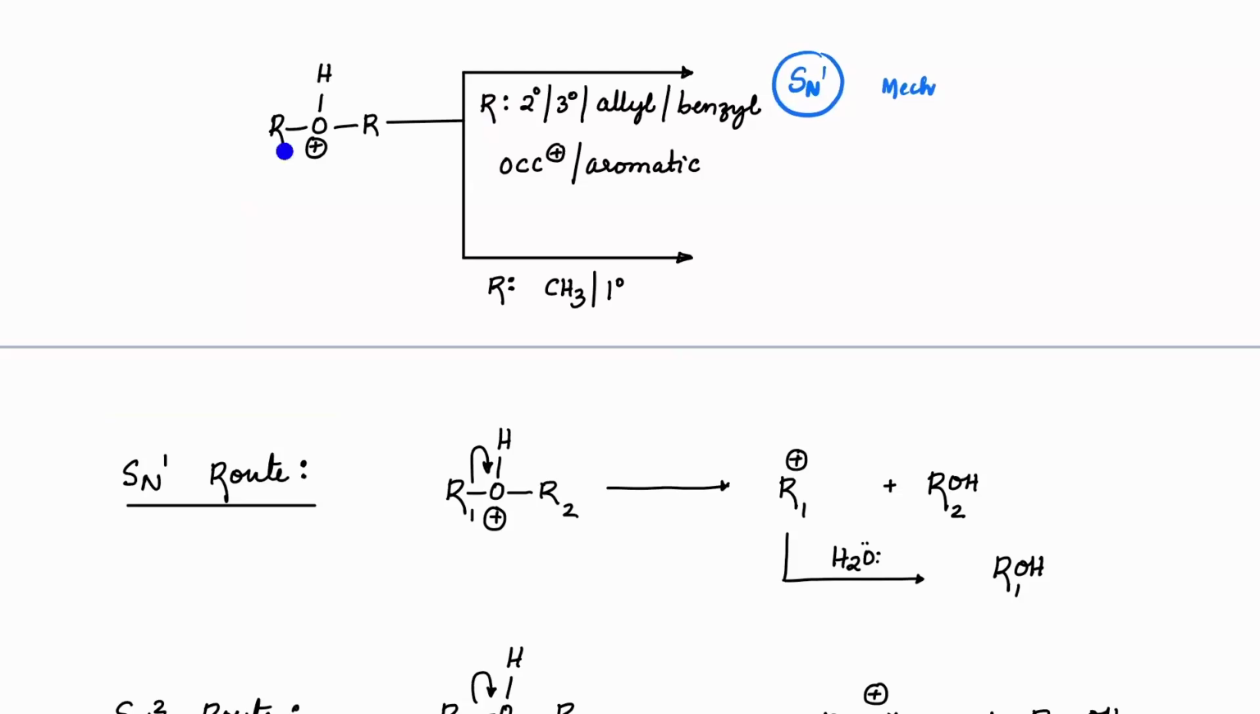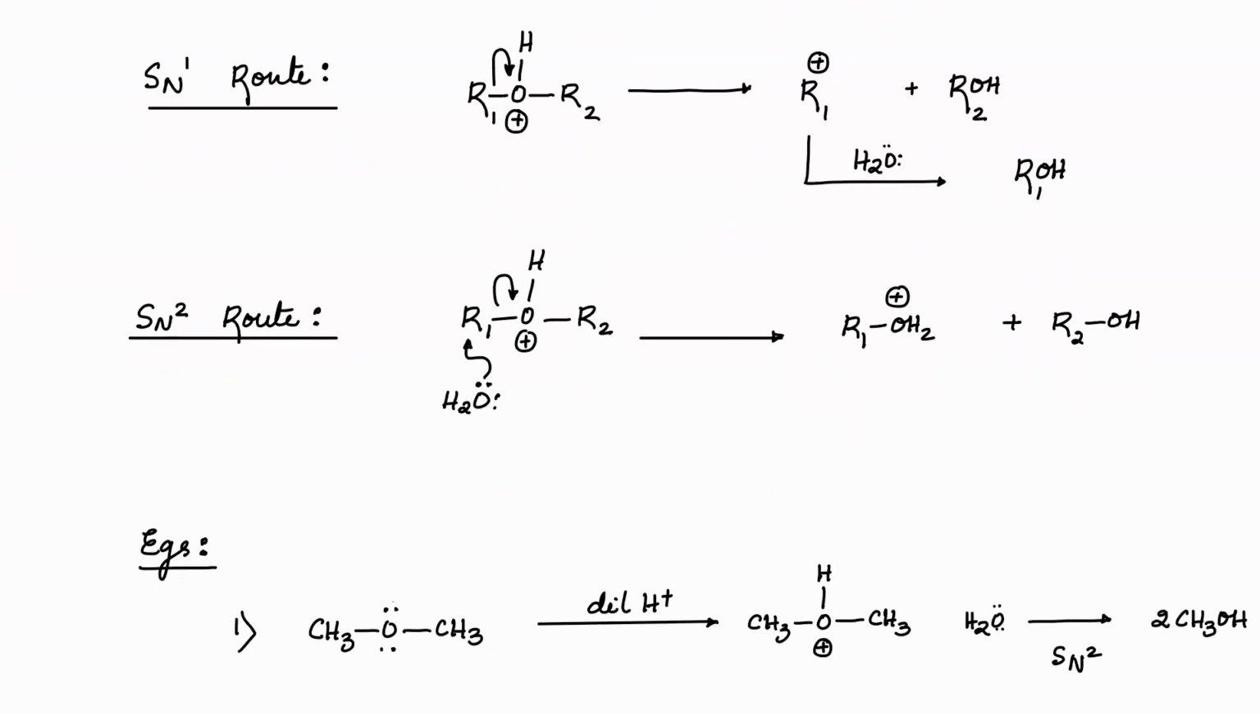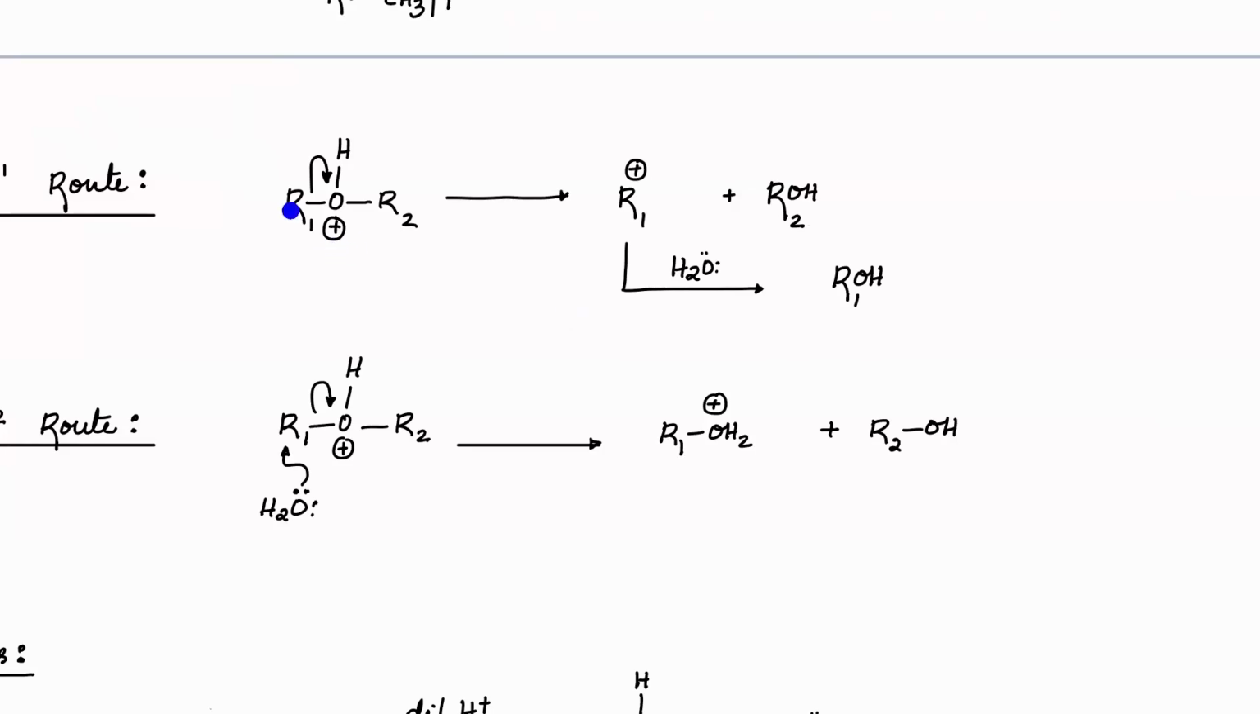If both sides are 1 degree alkyls or both sides are methyl groups, in that case, it will always favor SN2 mechanism. Now let's notice the SN1 route here, everybody. How does this happen? So imagine if this R1 is at a better carbocation site. In that case, first you'll get R1 plus, because after protonation, this entire thing will come out as alcohol already, and then water will attack, and that's how the alcohol will form.